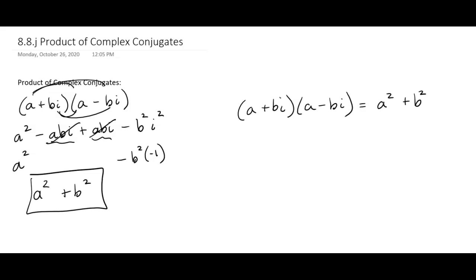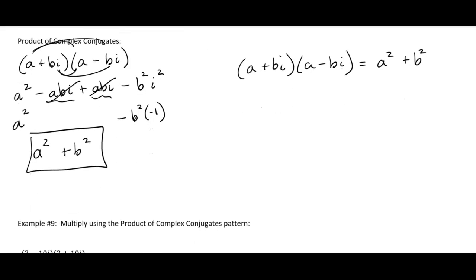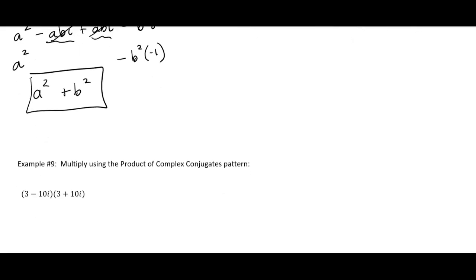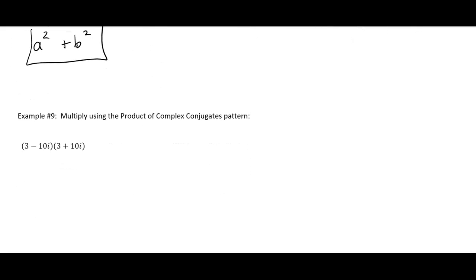Now, I don't care if you use the formula or if you just FOIL it out. That doesn't matter to me. You decide which way is easiest. But I'll show you how to use the formula here. Okay, so we'll write it again. When you have a plus bi times a minus bi, that's going to equal a squared plus b squared. Okay, so it's kind of special.